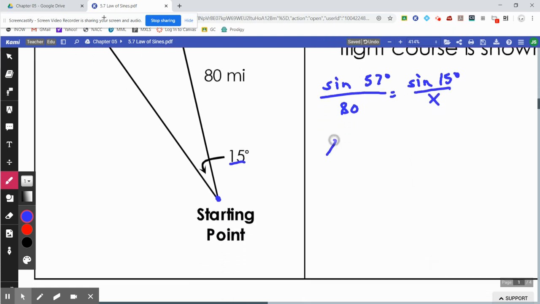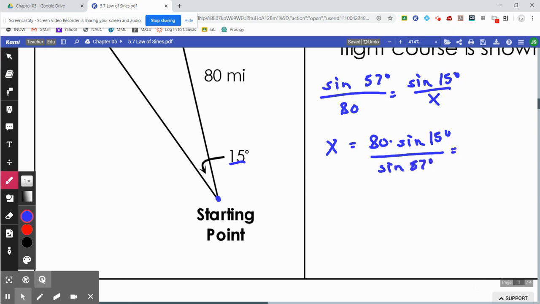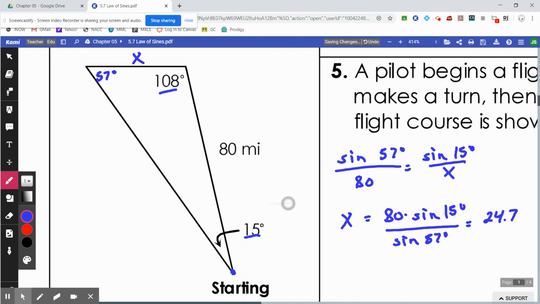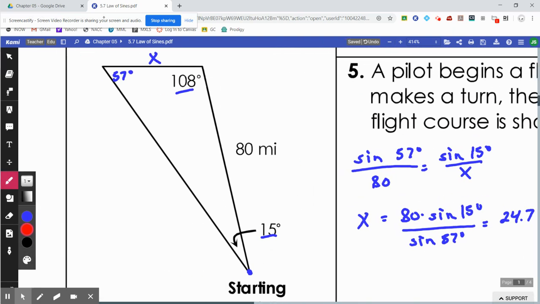Again, solve it like a proportion. That's going to be x will equal 80 times the sine of 15, divided by the sine of 57, and you get 24.7.